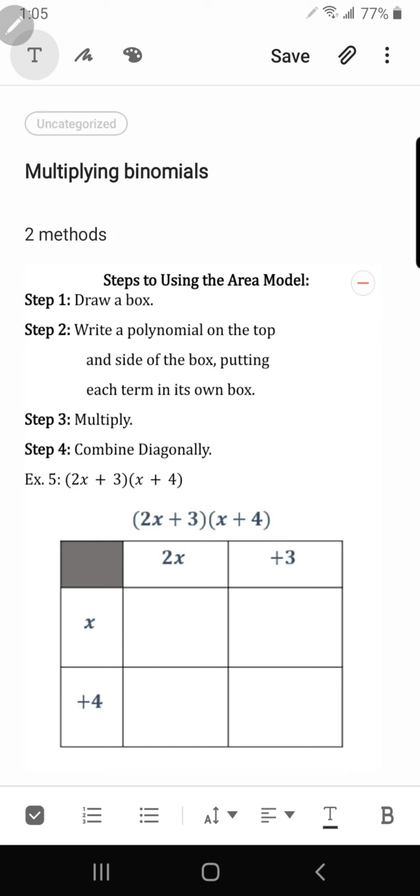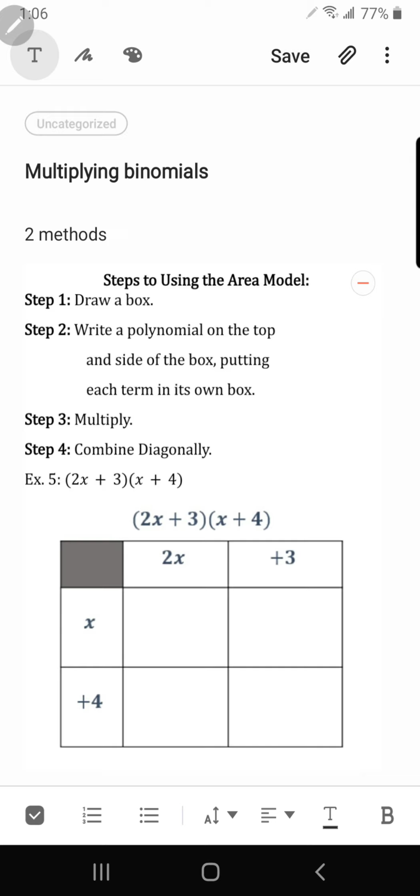Now there are two common methods that are usually used. The first method we're going to look at is the area model, sometimes also called the box method, and the other method is just plain old distribution. So let's start with the area model or box method, whichever one you want to call it. We're looking at the question 2x plus 3 times x plus 4.